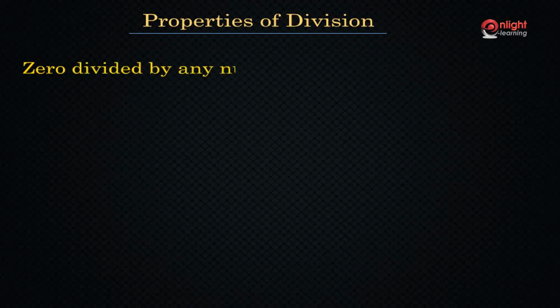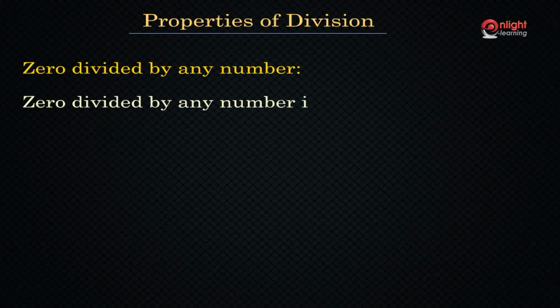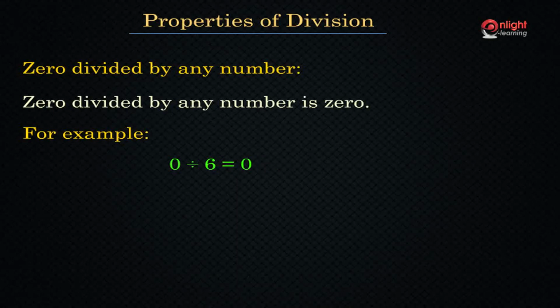0 divided by any number. 0 divided by any number is 0. For example, 0 divided by 6 equal to 0. 0 divided by 56 equal to 0.